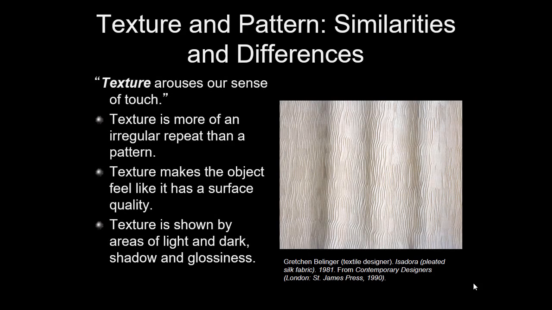Something about texture, it is there to arouse our sense of touch. Texture is more of an irregular repeat than a pattern. Texture makes the object feel like it has a surface quality. Texture is shown by areas of light and dark, shadow and glossiness. So when we look at texture in a two-dimensional work of art, it gives us the sensation that the tactile quality is going to change.